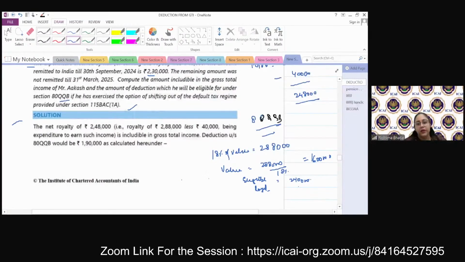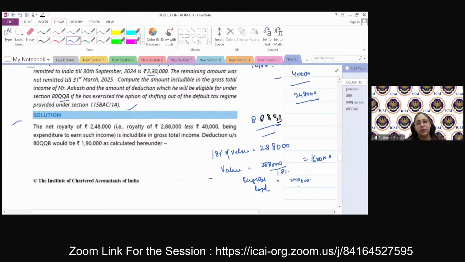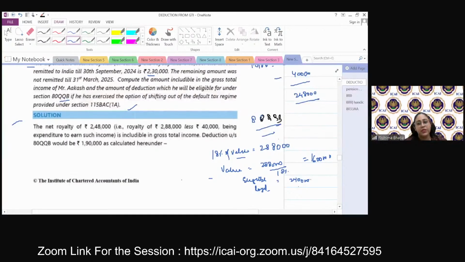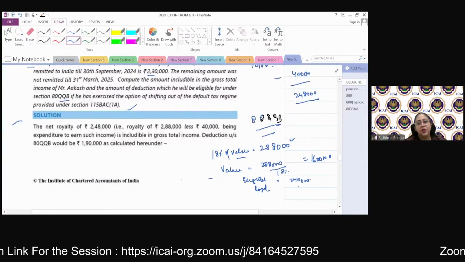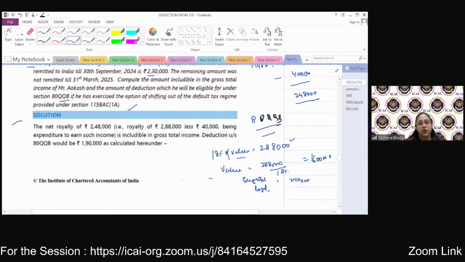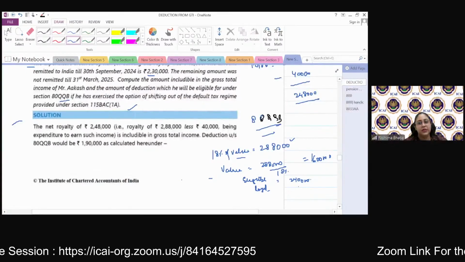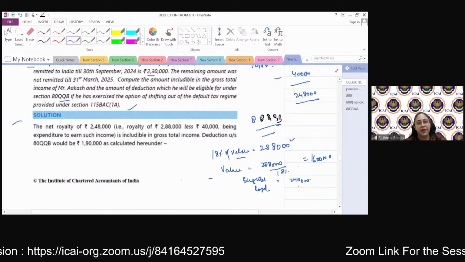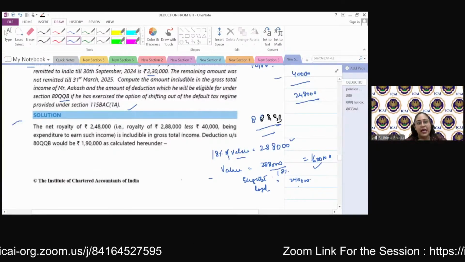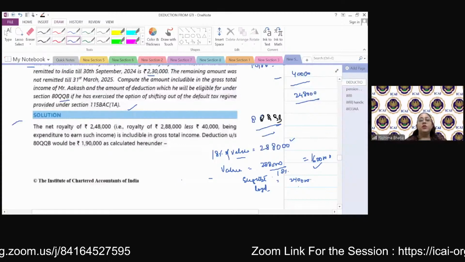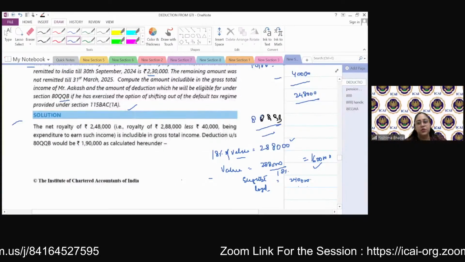So first of all, we have computed it as per the question that we have been given. We have received 2,88,000 as royalty, which is 18% of the value of books sold. So how much is the value? It's 2,88,000 divided by 18%, we get the value of books sold, which is 16 lakh. And eligible royalty, as already told, is 15% of the value of books sold, which is 2,40,000.